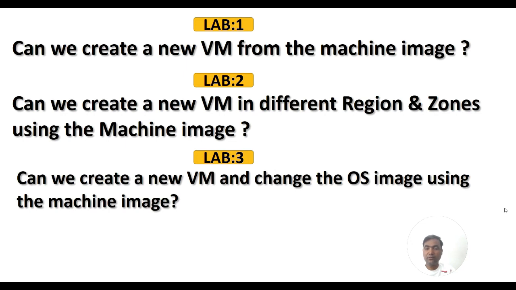In this lab, I'll show you how we can create a new VM from the machine image. Can you create a new VM in different regions and zones using the machine image? Because the existing machine image is created in a specific region and zone. I'll show you in the lab. I'll select different regions and zones, then we'll verify whether we can create a new VM or not. Can we create a new VM and change the OS image using the machine image? Let's switch to the GCP console web portal page.